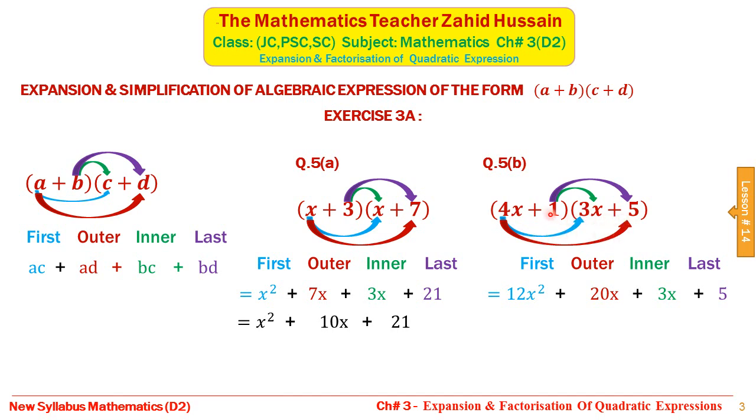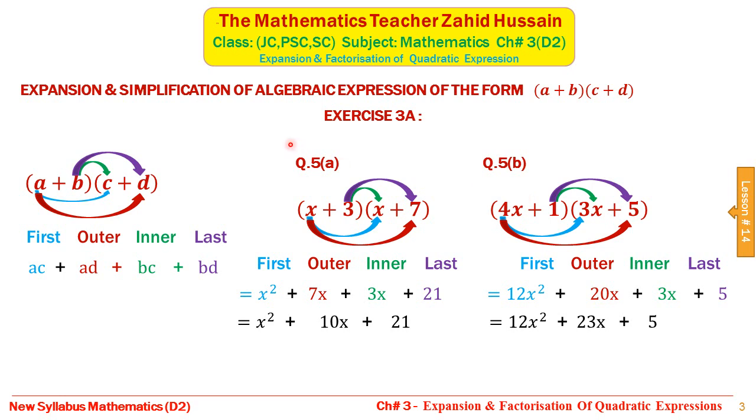Similarly, you will multiply the second term with each term of the second bracket, and then you will simplify. There is only one term with x square, so we will write this as it is. Two terms with the letter x, so add these two terms. We will get 23x, and one is the constant term, which is 5, so we will write it as it is. So this is expansion and simplification of an expression of this type, which was your question number 5.